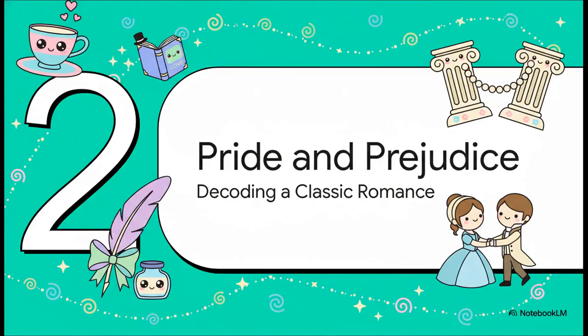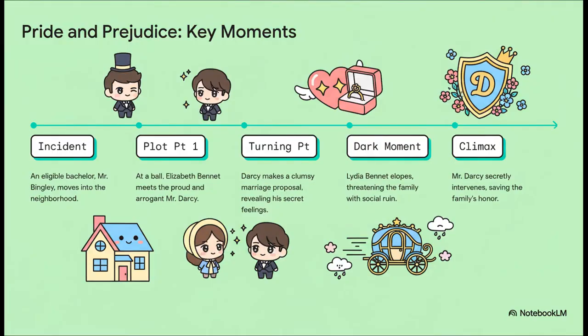Okay, enough with the theory. Let's get our hands dirty and see how this blueprint actually plays out in a story I think a lot of us know and love, Jane Austen's Pride and Prejudice. Just look at how neatly the key moments map onto this structure. First, the story kicks off with an inciting incident. A new, rich bachelor moves in, totally shaking up the world for the Bennet family.